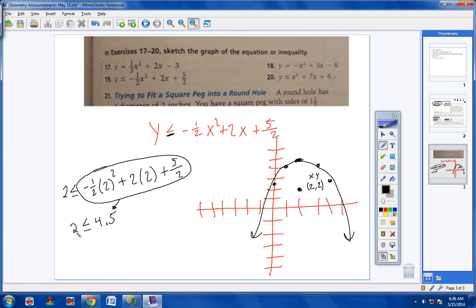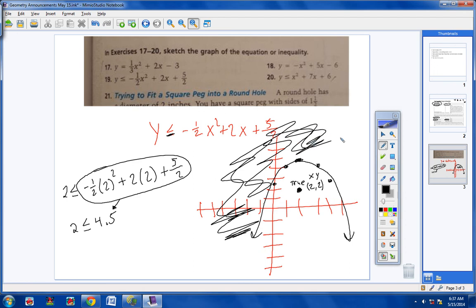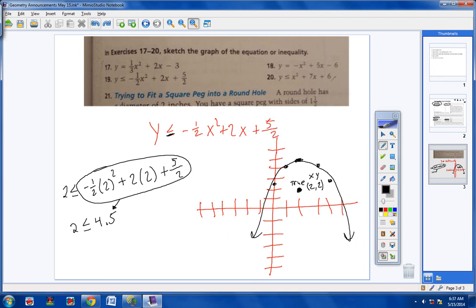Now here's my question for you. Is this a true statement? Is 2 less than 4.5? Well, the answer is yes. So this point right here was a true point. So since it's true, you shade where that point is. So you shade in there. Okay, now if that point had been false, and let's pretend this point hadn't worked, then you would shade where that point is not. You shade on the outside of the parabola. Okay, and that's it. There's nothing else really different about these. That's just how you do those.